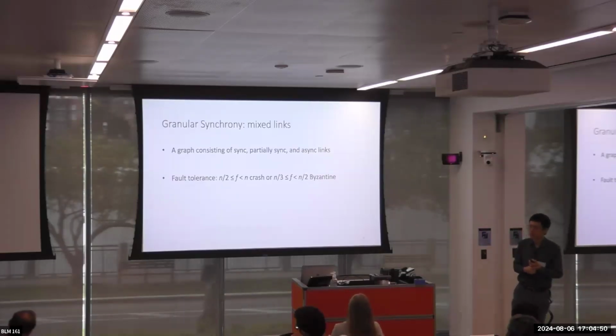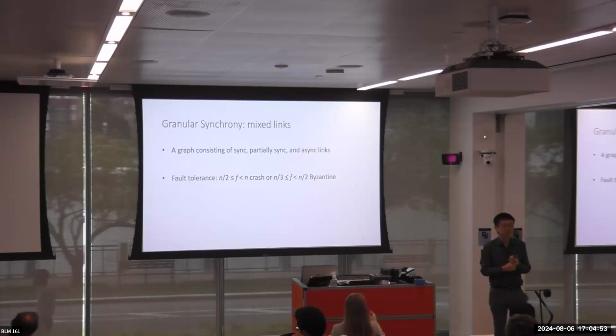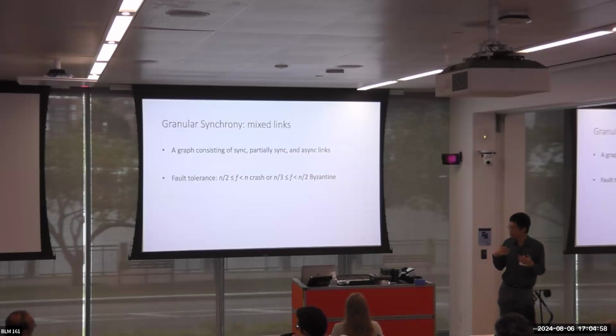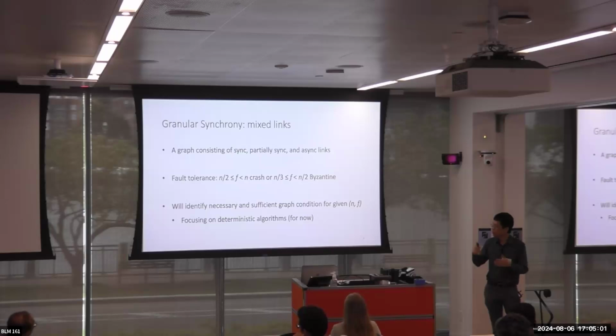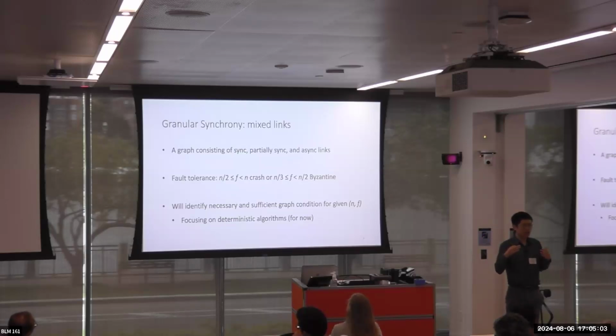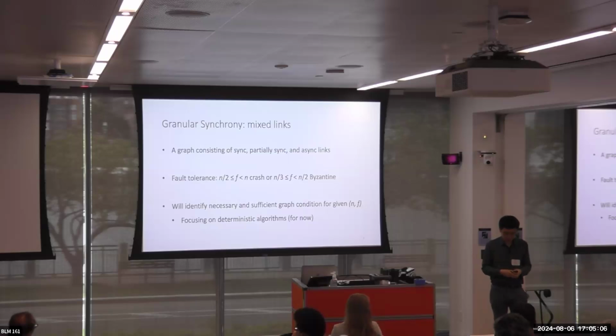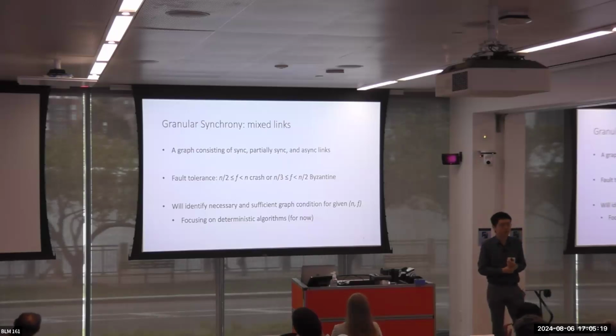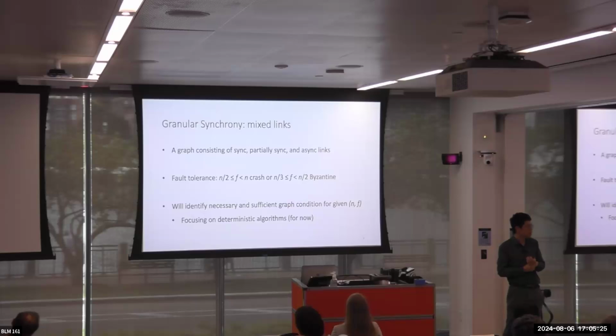Is which flavor known to the participants? Yeah, good question. The protocols we design will not know it. So it's graph agnostic in that sense. The main task that we take on is to identify the necessary and sufficient graph condition where consensus is solvable for a given pair of N and F. And we're focusing on deterministic algorithms for now, but really there's no reason other than just for convenience, as the first paper in this space.